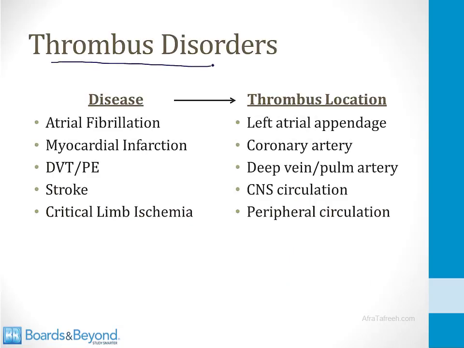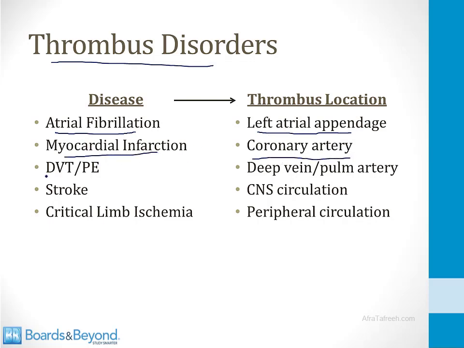Thrombus disorders are disorders where a blood clot forms where it should not be and causes clinical symptoms. For example, in atrial fibrillation, a blood clot can form in the left atrial appendage. It can then break off and travel to the brain and cause a stroke. As you probably know, in myocardial infarction, blood clots form in the coronary arteries.